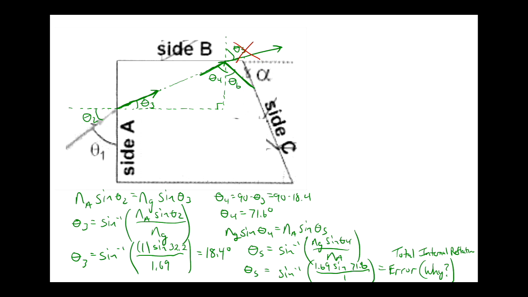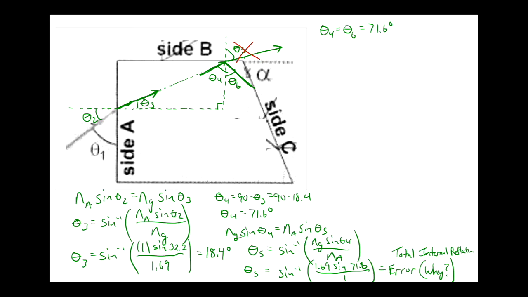Let's call this theta 6. The law of reflection says that theta 4 and theta 6 should be the same. So we can quickly jump to the next part. So theta 4 equals theta 6 equals 71.6 degrees.